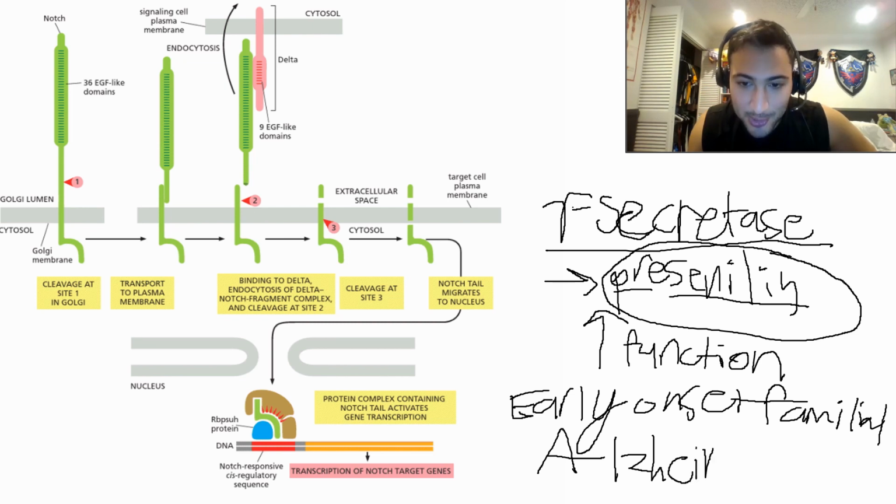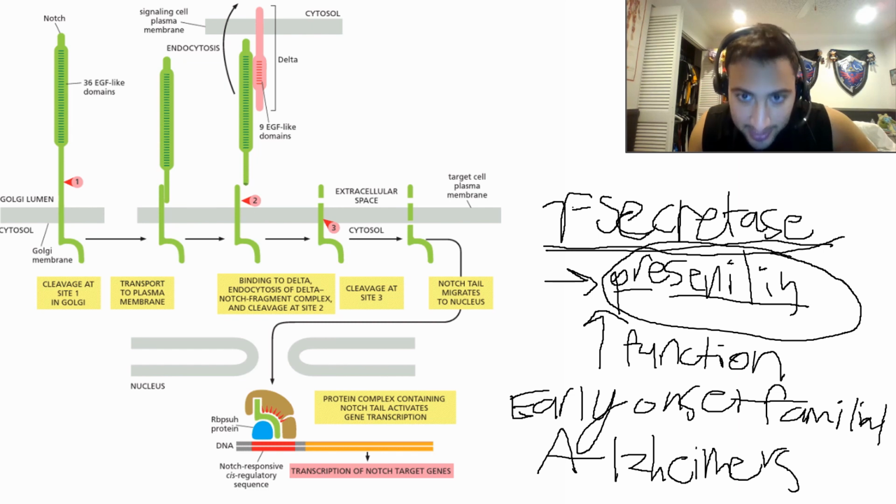You must know this: a component of the gamma secretase, which cleaves the tail of notch and has a bunch of other functions, is presenilin. When presenilin is mutated in families, it causes a familial early onset Alzheimer's disease syndrome. It can also contribute to plaque formation in normal Alzheimer's disease. That's important. You have to know it.